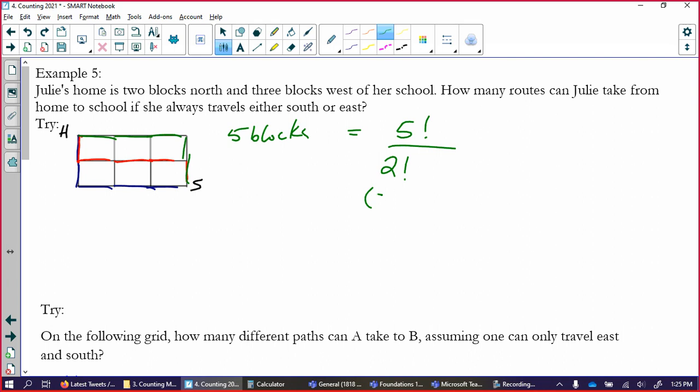So this is for her south, 3 factorial for her east, because whether she goes this way, or this way, or in any one of them, they're all going to be the same. 5 4s are 20, 3 20s are 60, 2 60s are 120, 2 times 6.